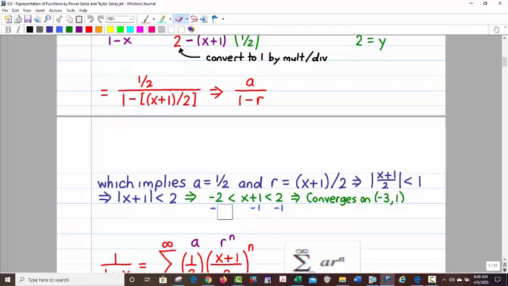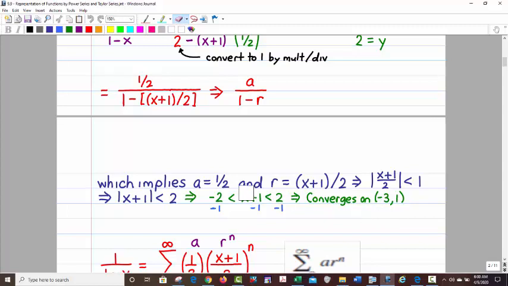this inequality right here. So you've seen this from back in the power series section when you were trying to find intervals of convergence. So we have negative 2 is less than x plus 1 is less than 2. Add negative 1 all the way across. So it's going to give you a negative 3 and leave you x in the middle because you're trying to solve for x. And you have 1 here. So that means this series that we're about to write here is going to converge from negative 3 to 1.